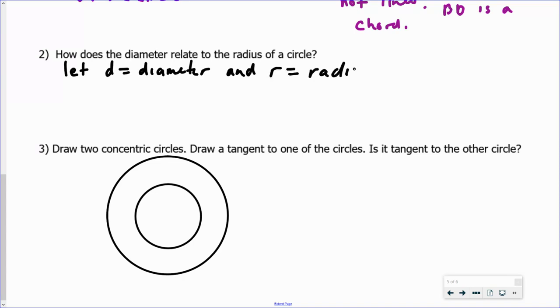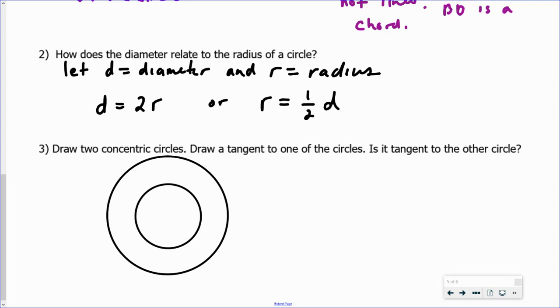So again, I'm going to express this relationship as an equation. Well, the diameter is going to be 2 times the radius. Or we can manipulate that equation, divide both sides by 2 and isolate the radius, and we get R equals 1/2 of the diameter. Those are 2 important relationships that you use quite frequently, so make sure that you understand that.